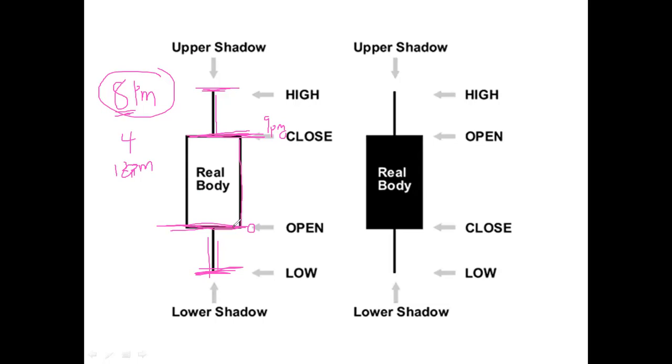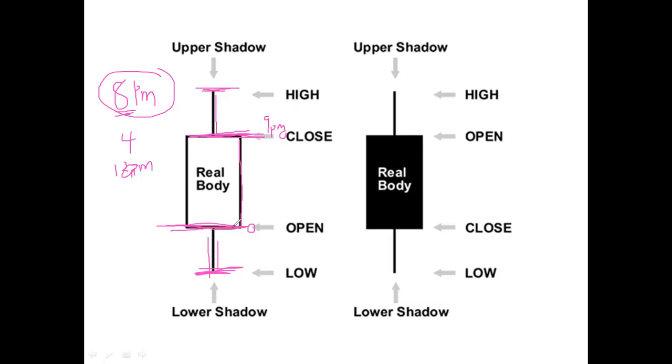But if it is a 15-minute chart, it means each candle represents 15 minutes. So between 8 p.m. to 8:15, the first candle is formed. Between 8:15 to 8:30, the second candle is formed. Between 8:30 to 8:45, the next candle is formed. Between 8:45 to 9, the next candle is formed. That is if it is on the 15-minute chart.